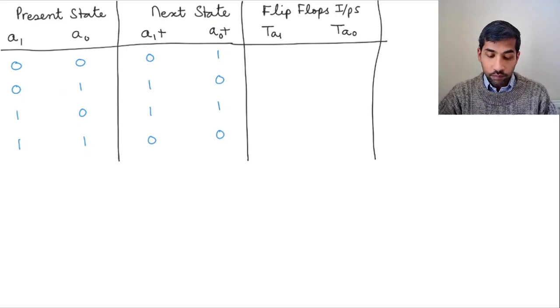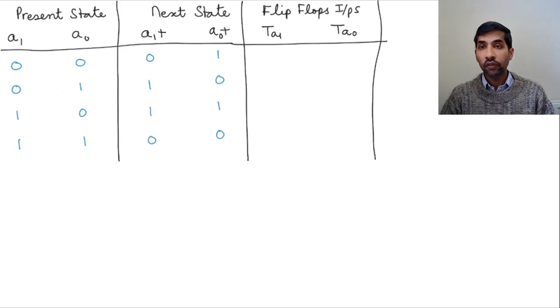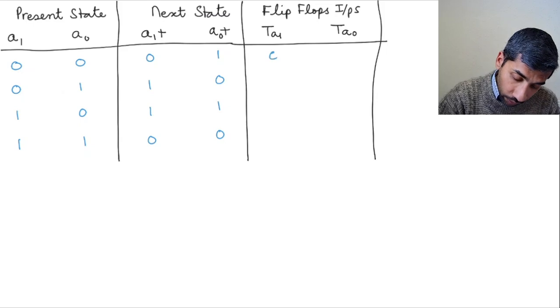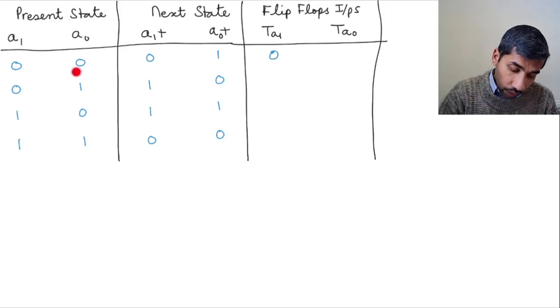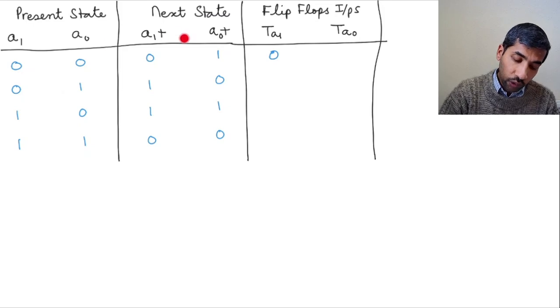Now, if you have a present state of 0 and your next state is also 0, okay, what should your T input be? Of course 0, right? That's how a T flip-flop works. When the input is 0, the T flip-flop does not change its state. So what we want is 0 here. Now, if your input is 0 and you want to change its state to 1, what do you want? You want a change of state. So you want TA0 to be 1.